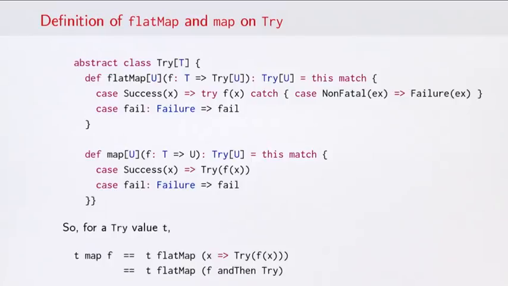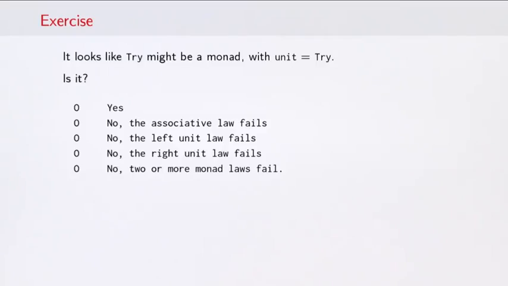So if we look at the relationship between flat map and map, then that's what we have here. A Try value t mapped with a function f is the same thing as a flat map where the function f gets applied to x and then the result gets wrapped in a Try, because that's how map was defined. And if I rewrite that expression here, I get t flatMap f and then Try. So t map f is the same thing as t flatMap f and then Try. So having map and flat map defined like this on Try values suggests that Try might be a monad where the unit is the Try constructor itself.